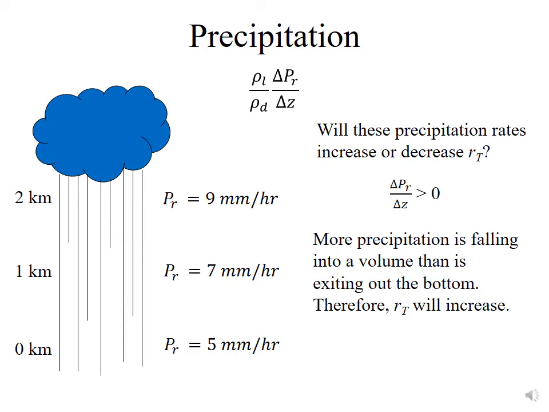So in this case, the precipitation rate is getting bigger as you move up in the atmosphere. That would imply that delta PR over delta Z is greater than 0. In essence, you have more precipitation falling into the volume than is exiting out the bottom. And therefore, the total water mixing ratio, RT, will increase because more is coming in than going out of the box, essentially.